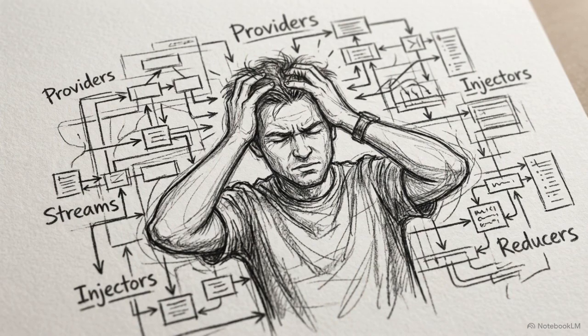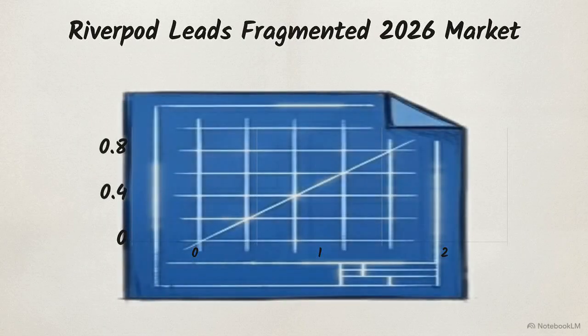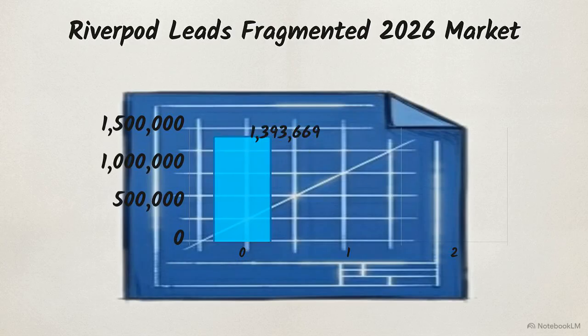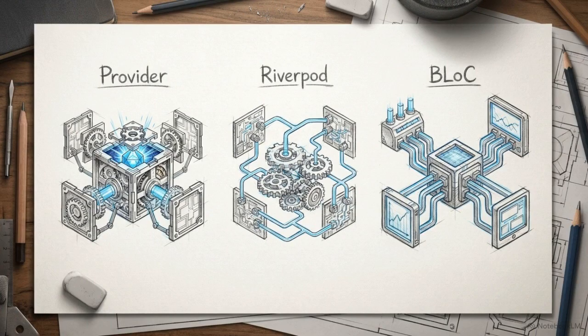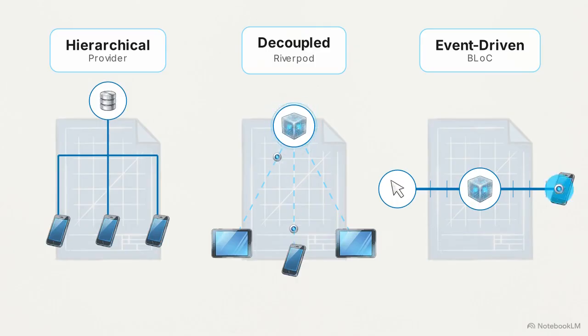Beginners are often met with a wall of jargon and conflicting community advice. This chart shows the massive adoption scale of the top state management packages in 2026, with Riverpod at over 1.5 million downloads, Bloc at 1.4 million, and Provider holding steady at 1 million. The community is highly fragmented. These packages aren't actually competing to do the exact same thing. They represent entirely different philosophies for handling how data moves through your app.